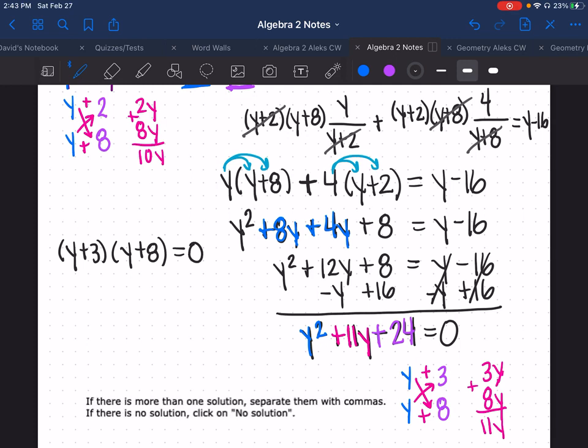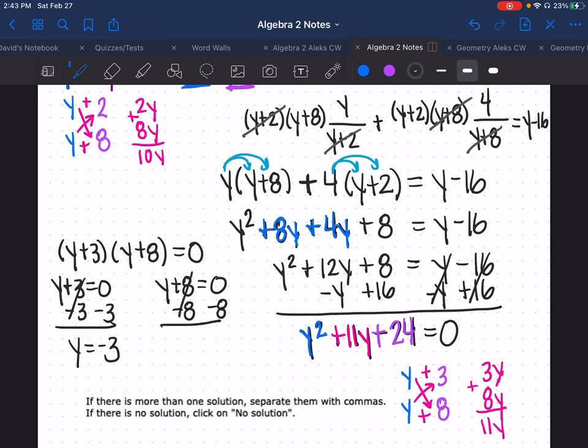My last step, because I am solving, is to do the zero product property. That one said this factor equals 0, or the second factor equals 0, or both of them. So I set them both equal to 0, and I solve, and I get -3, and I get -8. But remember, both could be an answer, or only one of them, or neither of them because of our extraneous possibility.